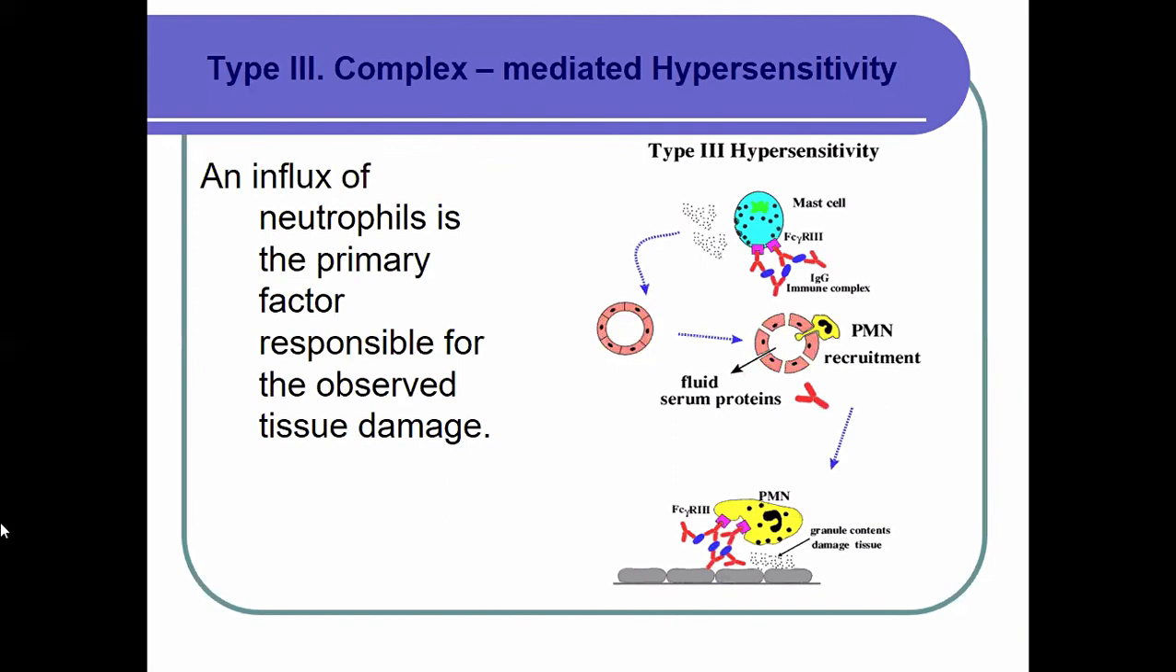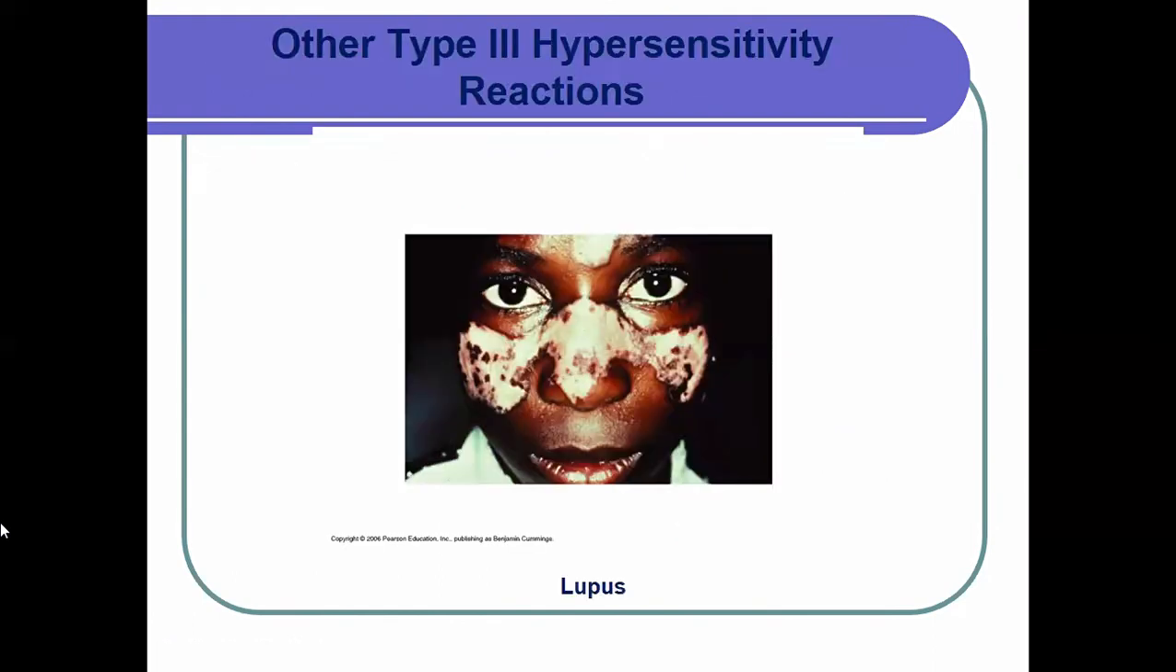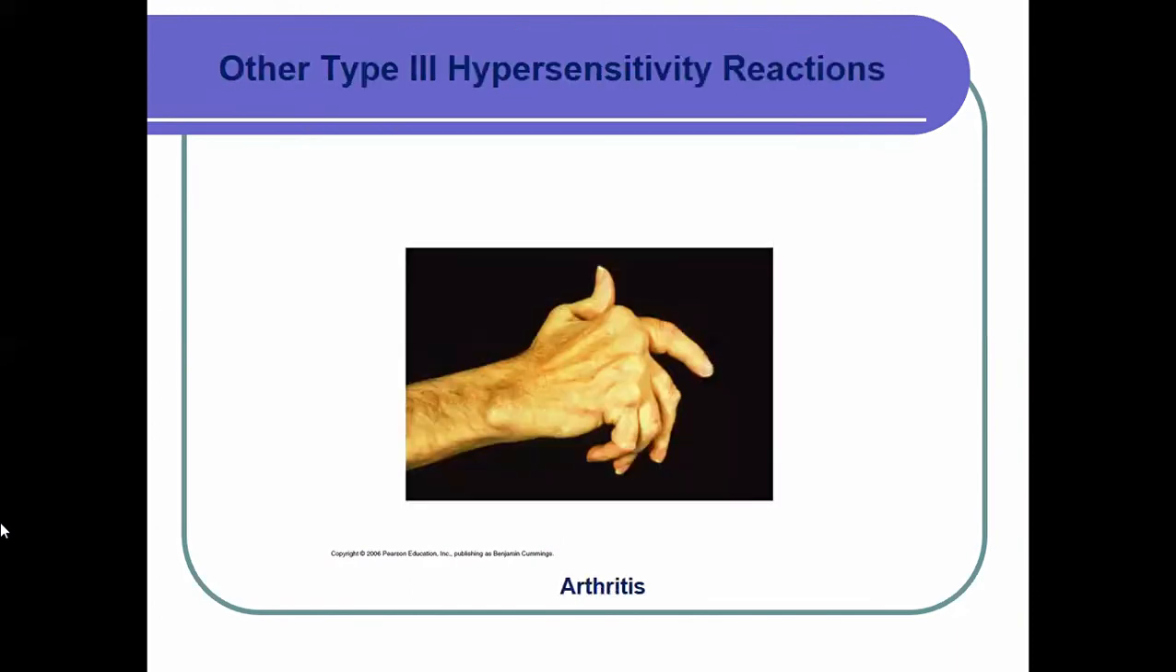So the requirement here is an influx of neutrophils for tissue damage to be observed, because it is through the release of inflammatory cytokines that the pathology of type 3 is produced. Other reactions of type 3 include lupus and arthritis. Those are examples.